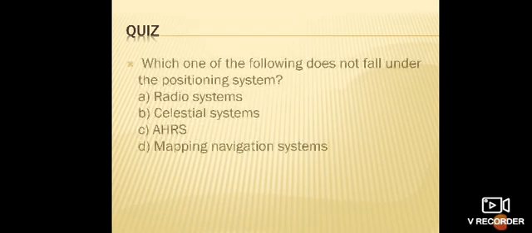The next question. Which of the following does not fall under the positioning system? The first option is radio system, the second option is celestial systems, the third option is AHRS, which is nothing but a resource system, and the last one is mapping navigation system.